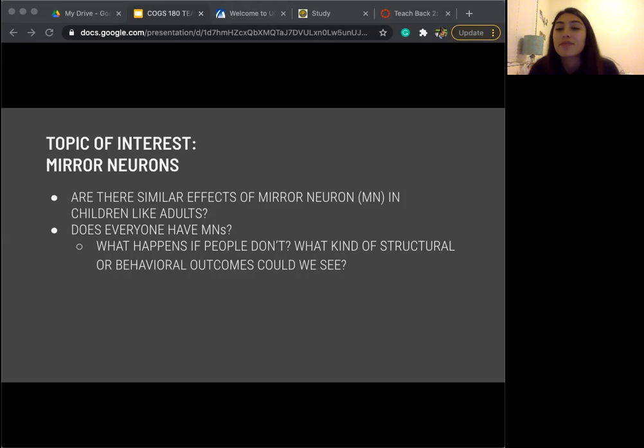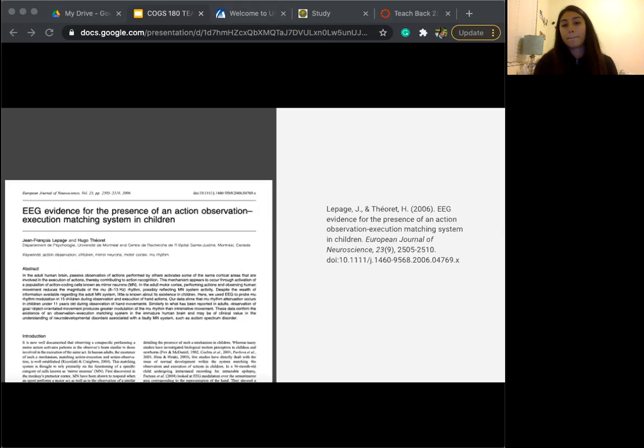So essentially, are there similar effects of mirror neurons in children like adults? Does everyone have mirror neurons? And what happens if people don't? What kind of structural or behavioral outcomes could we see?